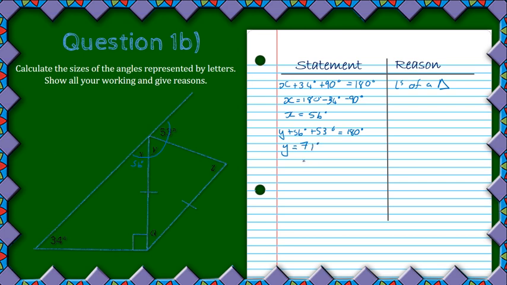Okay, and next up we've got z. Now as you can see, these two lines are given as equal. So that means that this angle over here will be equal to this angle over there. So we have that z is equal to 71 degrees, and our reason is angles opposite equal sides. And I forgot to write down the reason for this one. This was just angles of a triangle. Angles on a straight line.